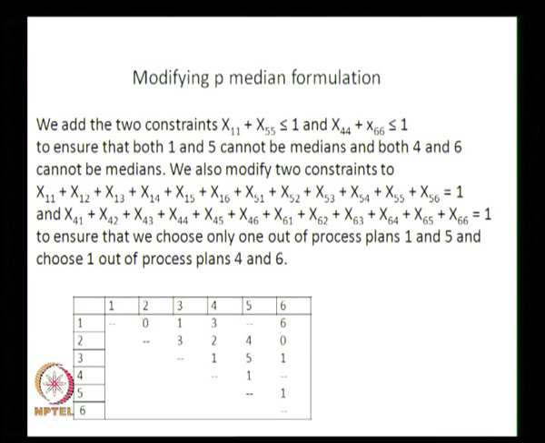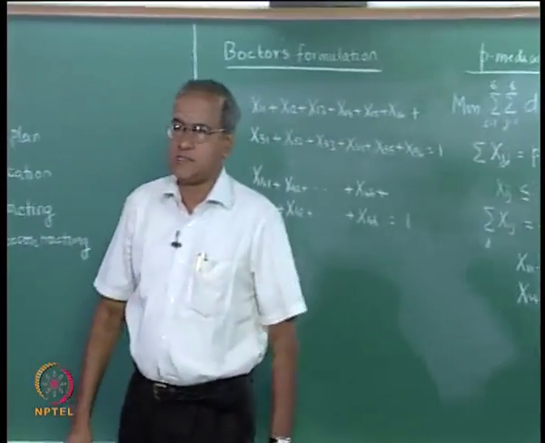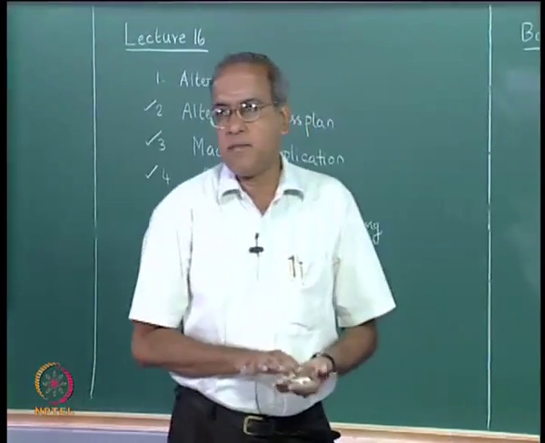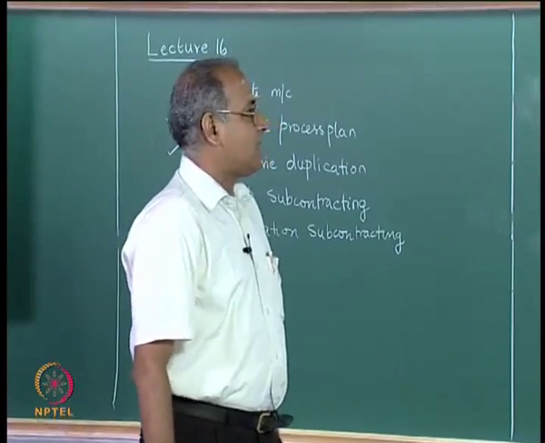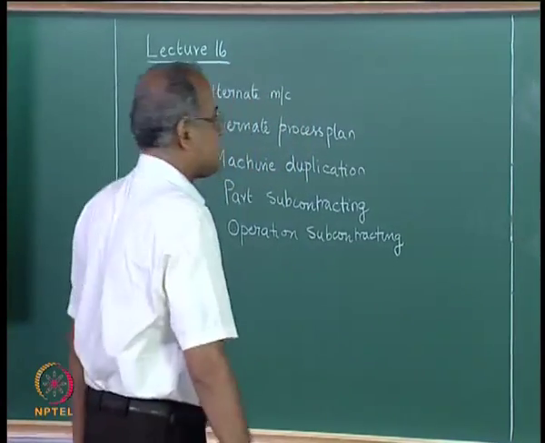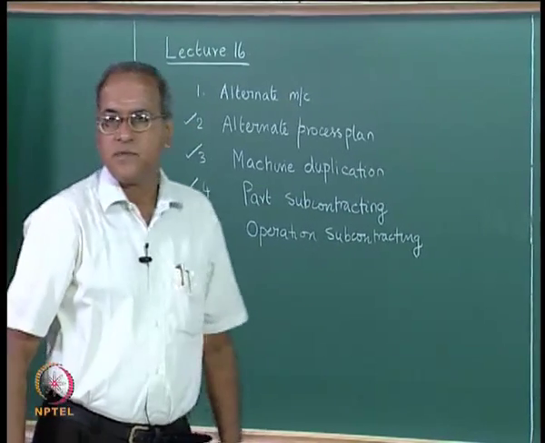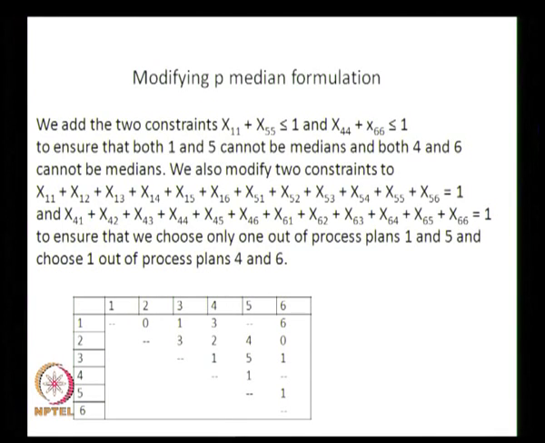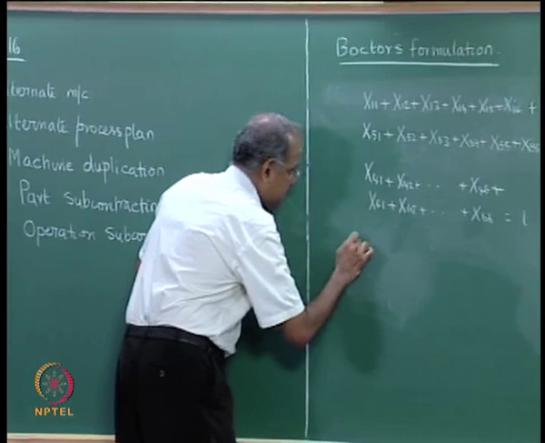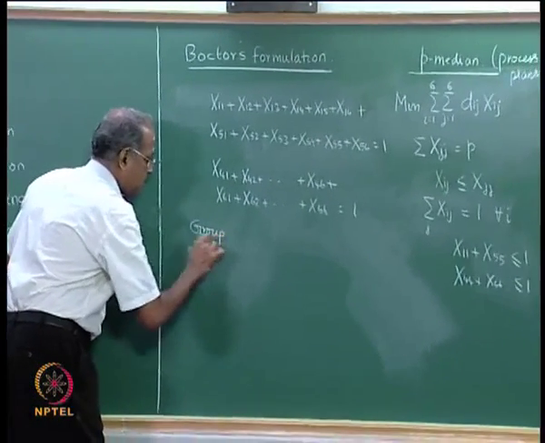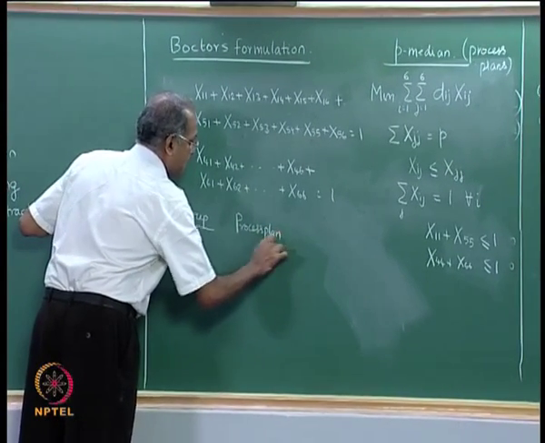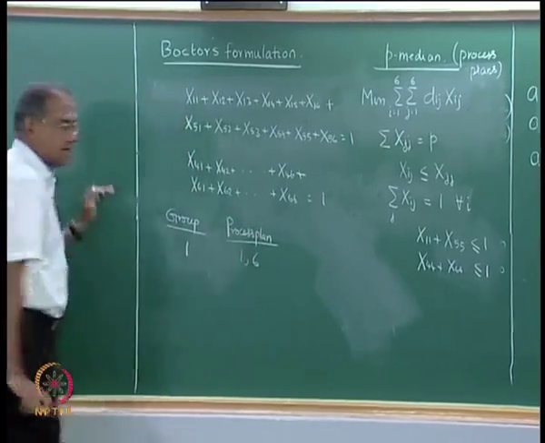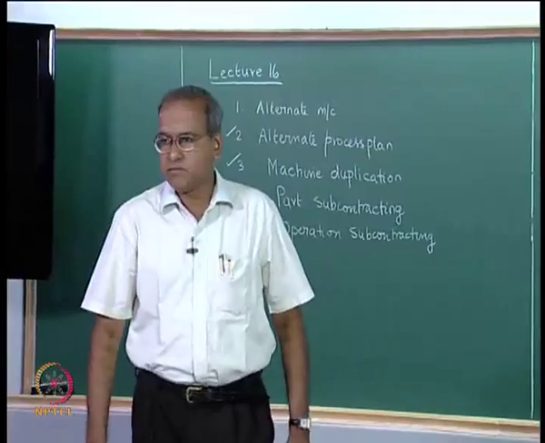So, when we use P median on this matrix, we will maximize Sij Xij and not minimize Dij Xij. Since it is a similarity matrix, we will go back to this matrix and find out which are the process plans that have maximum similarity. So, 1 and 6 have maximum similarity with 6 from this. So, 1 and 6, now this is process plans, this is group 1 process plan. 1 and 6 are given to group number 1.